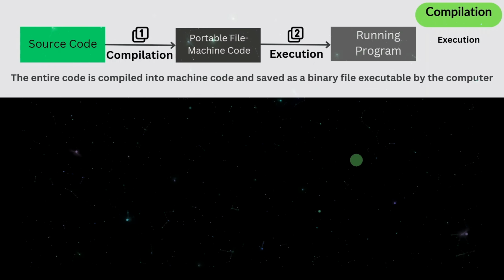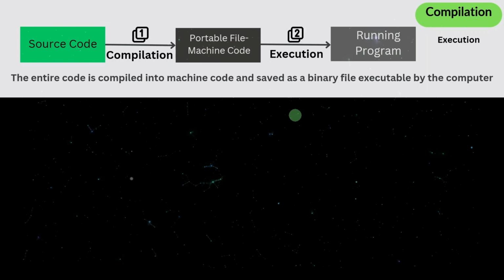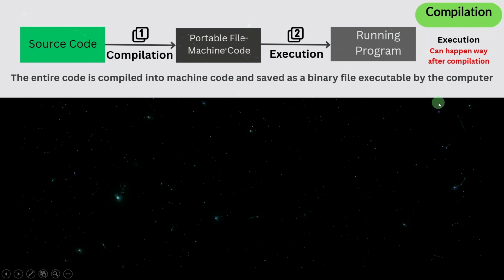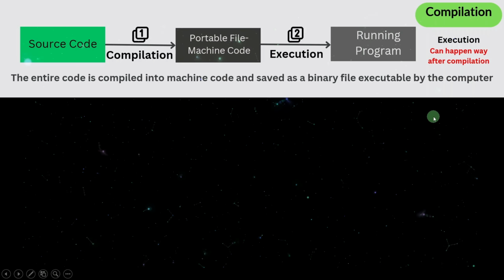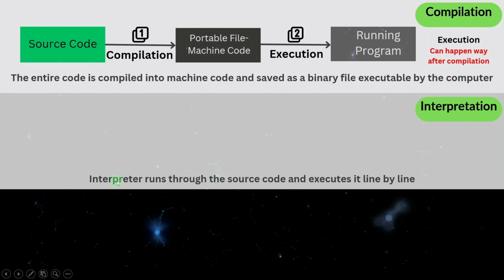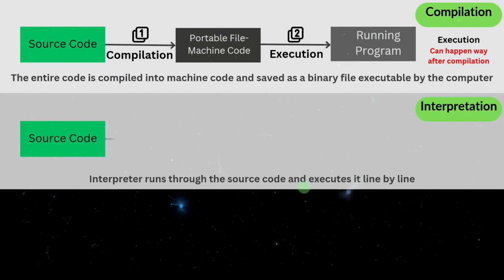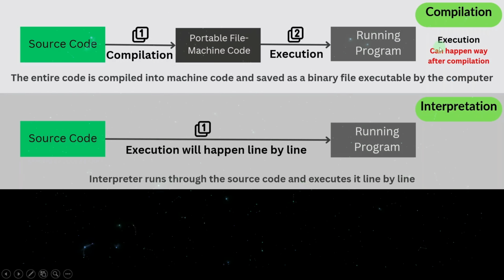So here we have two steps. First, machine code is built and then it will be executed. So here execution can happen way after compilation. And then comes interpretation. Here the interpreter runs through the source code and it will be executed line by line. So here inside this interpretation, we do not have the two steps which we have seen in compilation. Here our entire source code is read and executed at the same time.